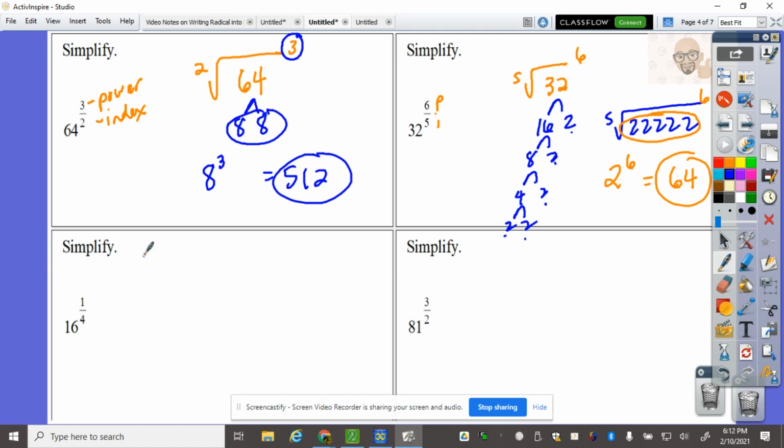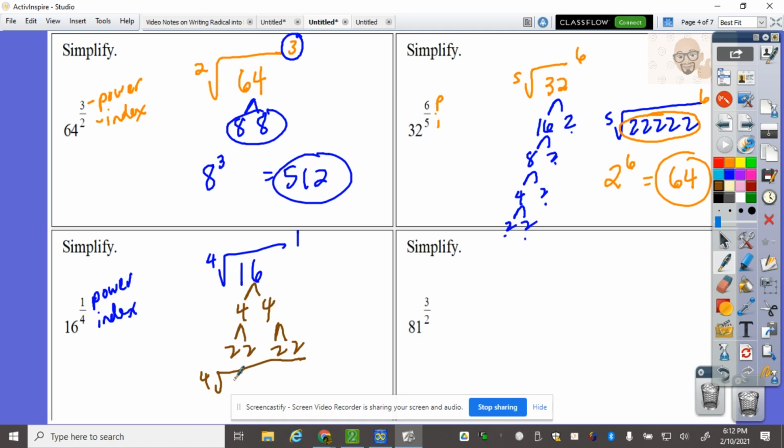Simplify 16 to the 1/4. Again, this is your power, and that's your index. That means there's the fourth root of 16 with the power of 1, so it could be invisible. So break down the 16 to 4 and 4. This is 2 and 2, 2 and 2. So the fourth root of 16 is 4 2s, and you have to group them by the number of the index, which is 4 here. So the answer is just 2 to the 1. 2 to the 1 is just 2.